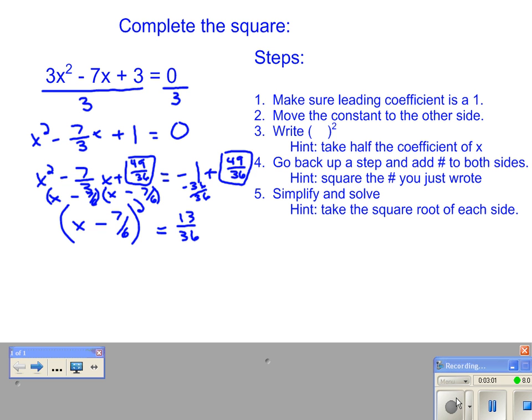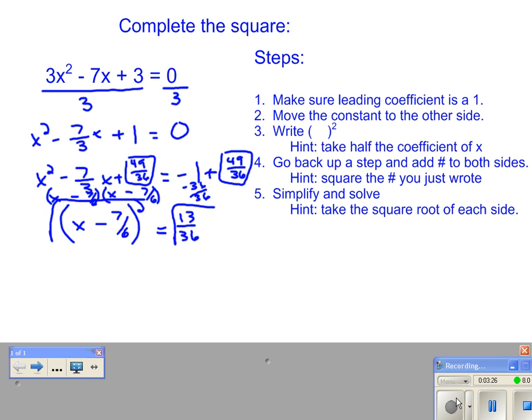Negative 1 plus 49/36. Write all of these as fractions, not as decimals, because when you get to the next step of solving it, the only way you can solve a square is when you take the square root. And so if you would have a decimal sitting there on the right-hand side, you will not get the exact answer. You will get an approximation.